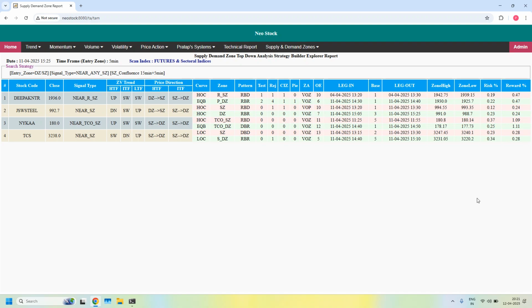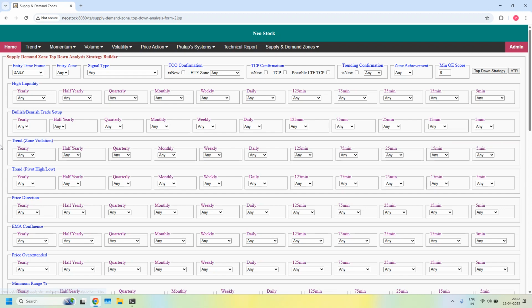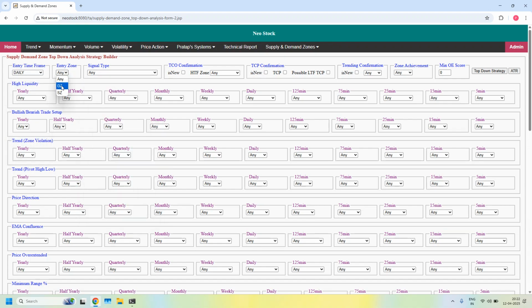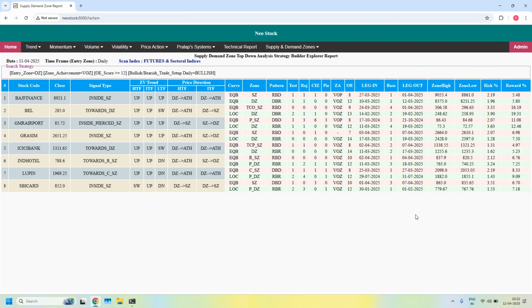Next, we will generate bullish and bearish trade setups for monthly, weekly, daily and hourly income trades. For bullish trade setup, monthly income trade, entry time frame is daily. Entry zone is a demand zone. In bullish or bearish trade setup at entry time frame daily, I am selecting bullish. Zone achievement should be violated opposing zone. Minimum odd enhancer score should be 12. With these filters, we got 8 stocks.